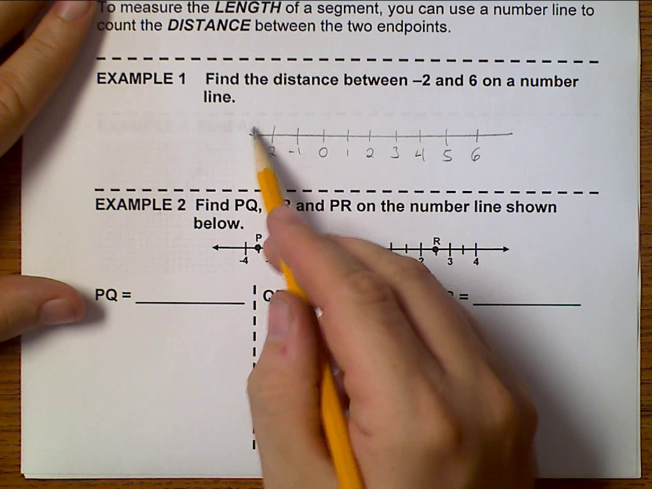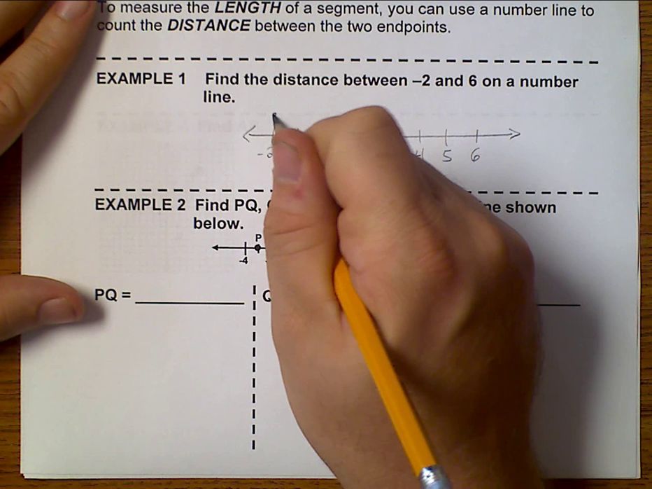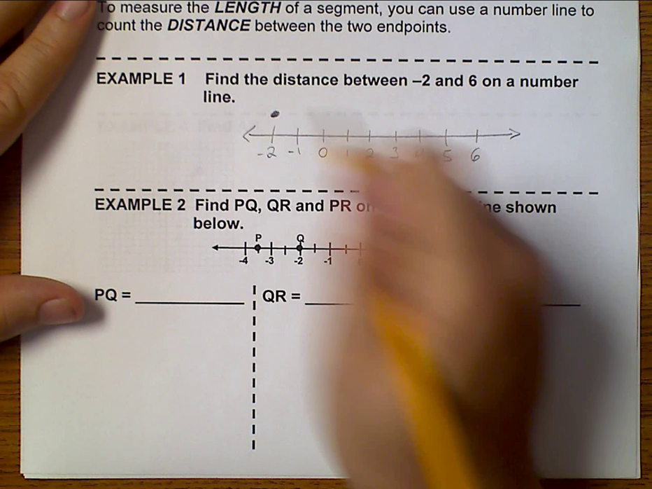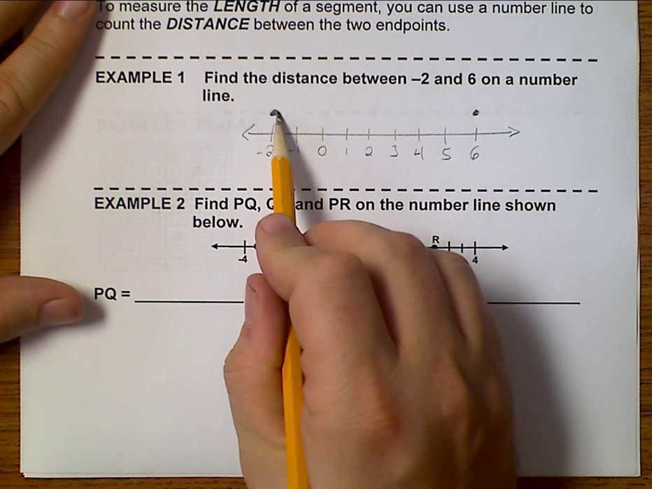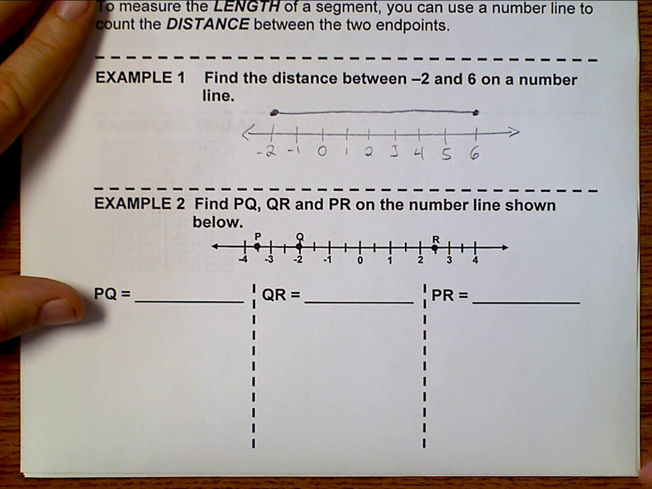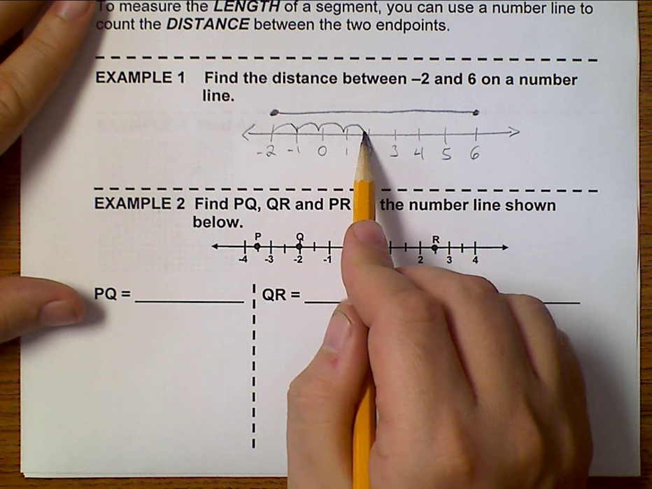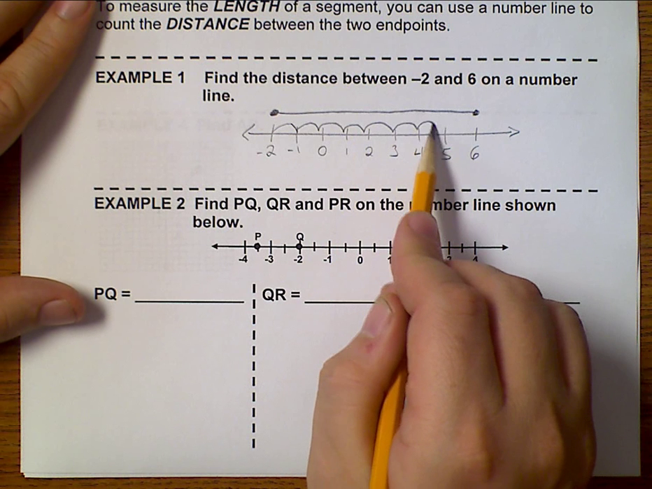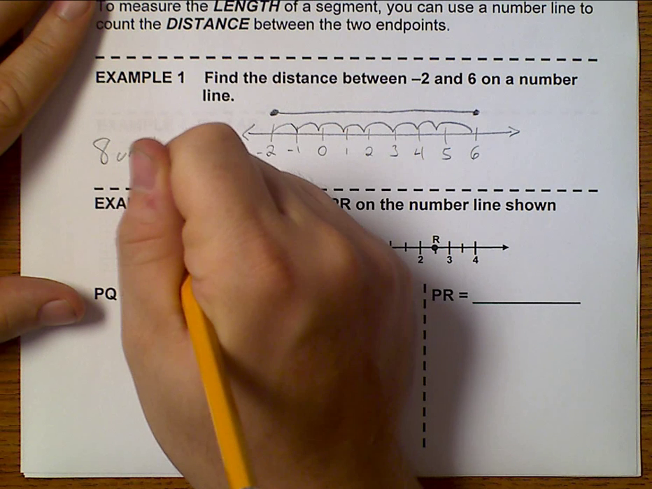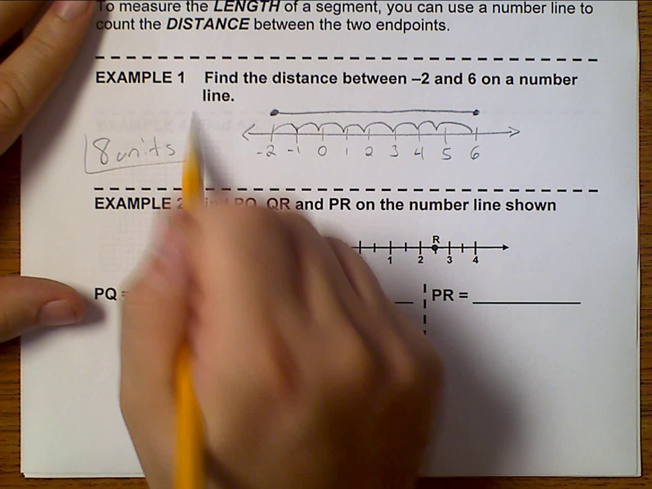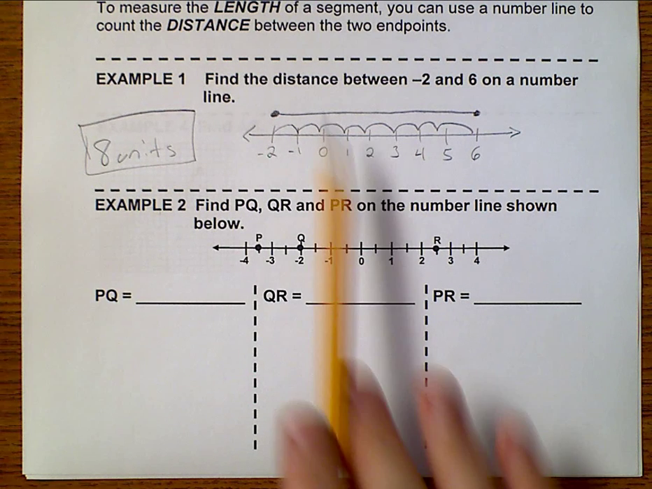And this is a number line. It actually goes on forever. And I've got one endpoint that falls on -2, and another endpoint that falls at +6. And I want to know my distance. Well, this is simply 1, 2, 3, 4, 5, 6, 7, 8. And so it is just a matter of 8 units. It's 8 units to go from -2 to +6.